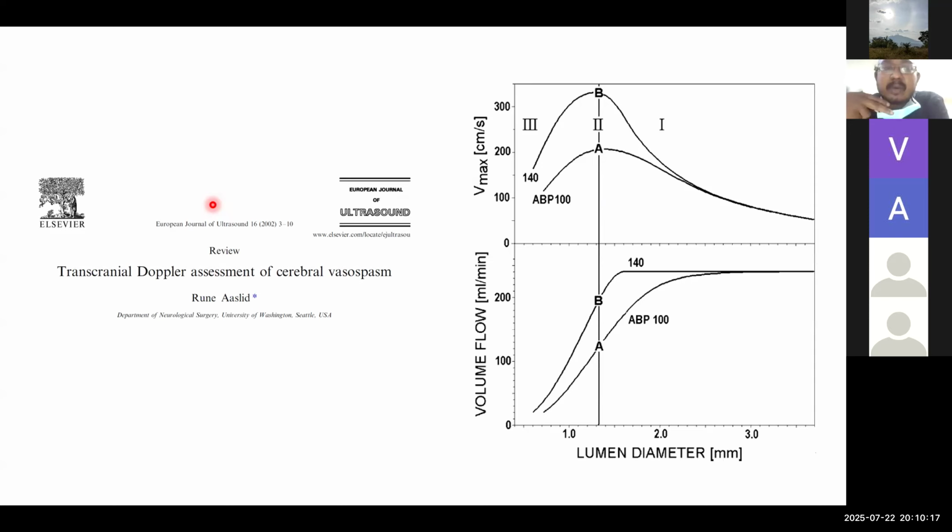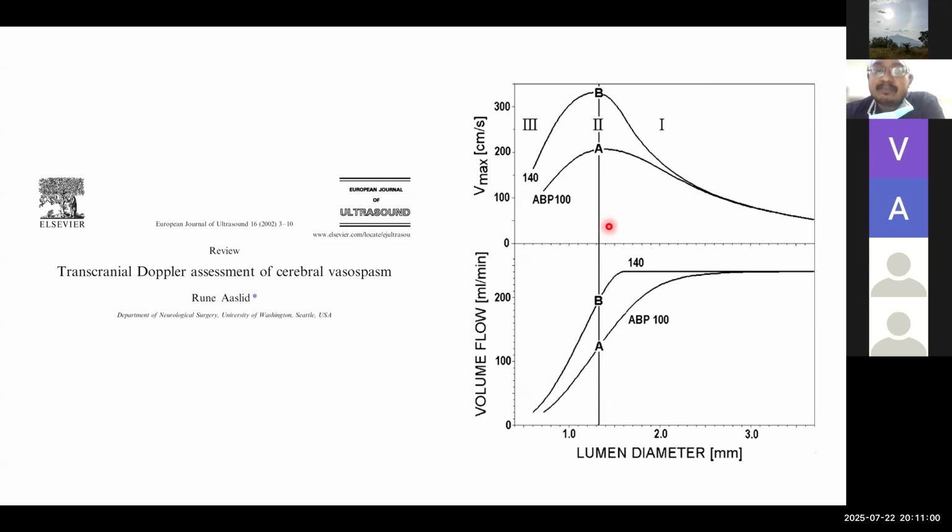So this we have taken from Rune Aaslid's paper. Rune Aaslid is the father of transcranial Doppler, and one of the first applications of neurosonology or transcranial Doppler is basically to look at vasospasm. In his era, people were doing a lot of angiographies, and that is where they used to look at vasospasm. Then Rune Aaslid looked at how transcranial Doppler velocities are, and he compared it with the angiographic appearance of vasospasm.